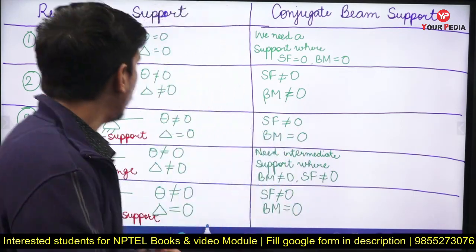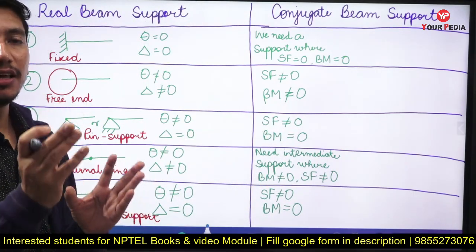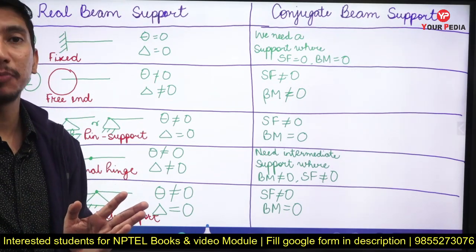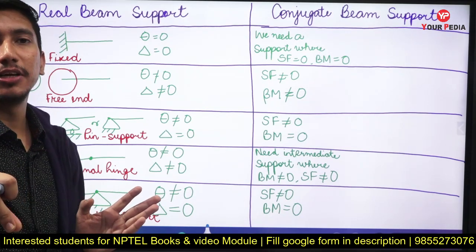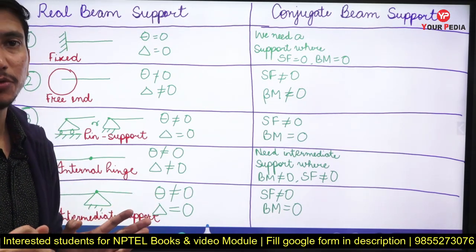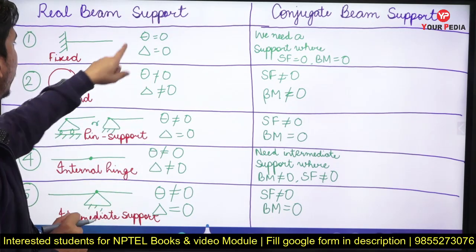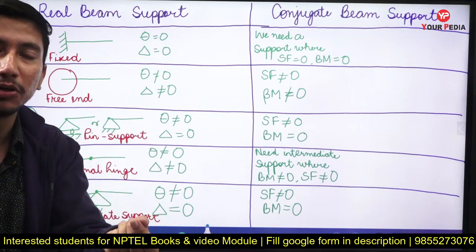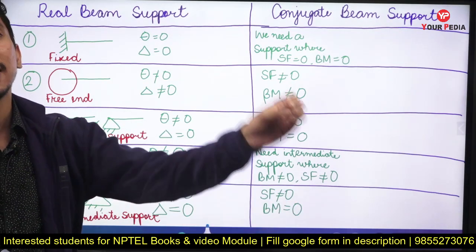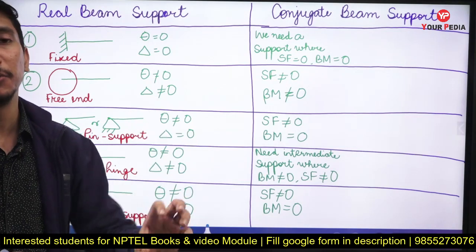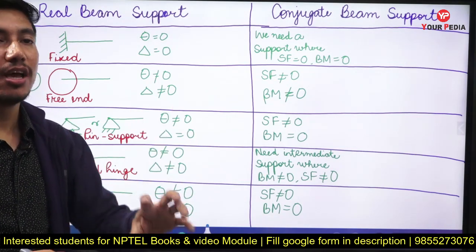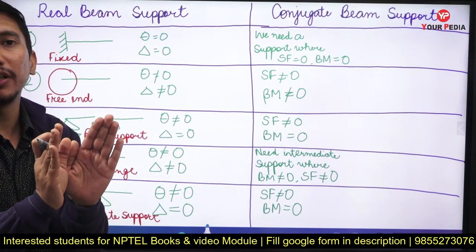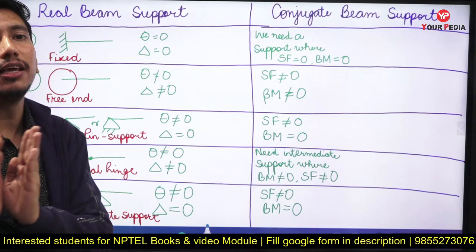Let me tell you. First, we know that there is a relationship between the slope and the deflection of the real beam and the shear force and the bending moment of the conjugate beam respectively. So we are going to use this relationship to find the conjugate beam supports for the real beam supports. So here we have a fixed support. हमें पता है कि at the fixed support the slope will be equal to 0 and the deflection will be equal to 0. So इसका जो conjugate support होगा in the conjugate beam, वो एक ऐसा support होगा at which the shear force will be equal to 0 and bending moment will be equal to 0, because there is a relationship between the slope and shear force and deflection and the bending moment.